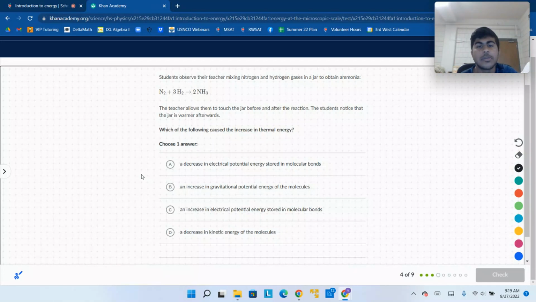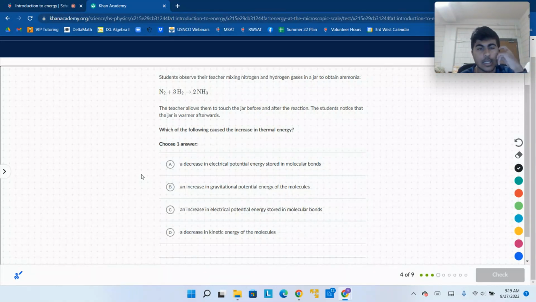Students observe their teacher mixing nitrogen and hydrogen gas in a jar to obtain ammonia. Nitrogen gas plus 3 hydrogen gas equals 2 ammonia. The teacher allows them to touch the jar before and after the reaction. The students notice that the jar is warmer afterwards. Which of the following causes the increase in thermal energy?